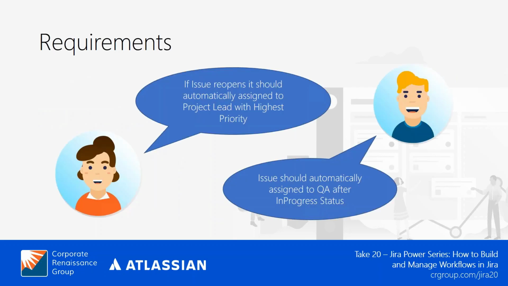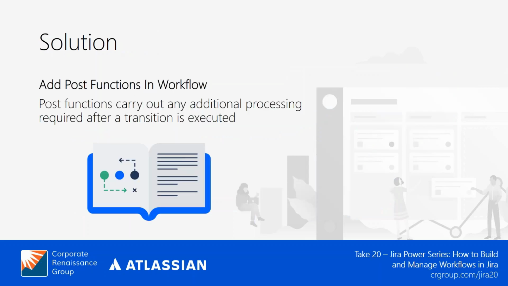The next requirement we hear all the time is the aspect of automation. For example, if an issue is reopened, it should automatically be assigned to a certain person or with a certain priority. Or if an issue is assigned after in progress, it should automatically go to the QA. We can use post functions in workflow. Post functions carry out additional processes after a transition has been executed.